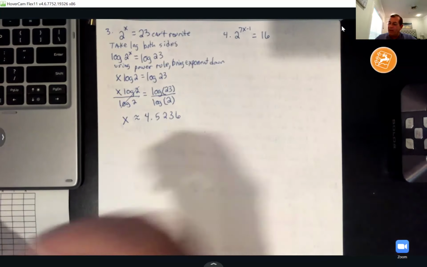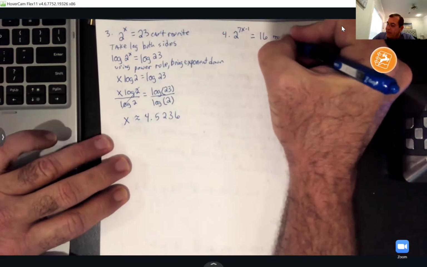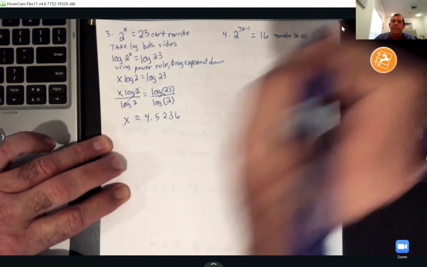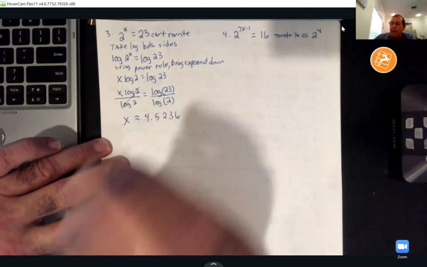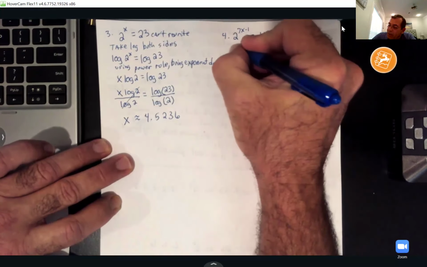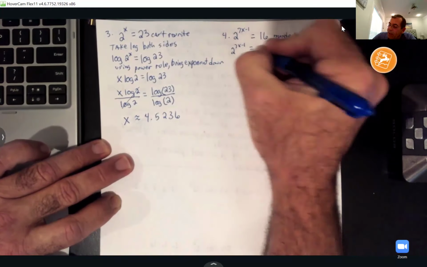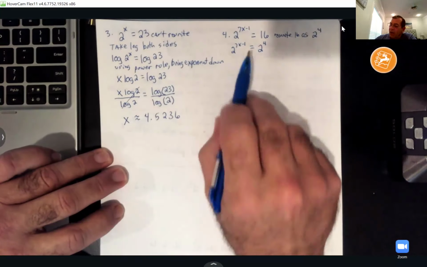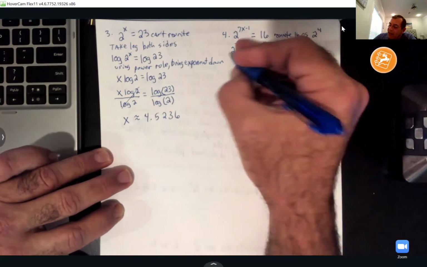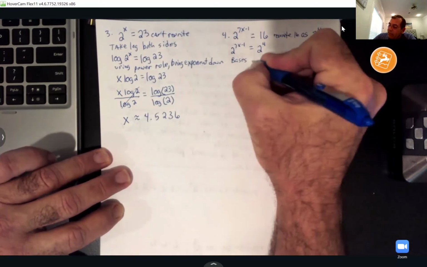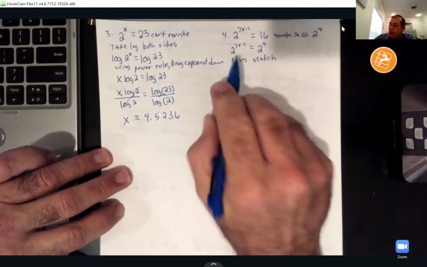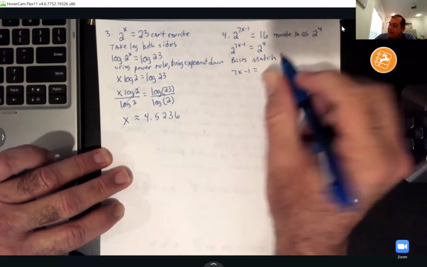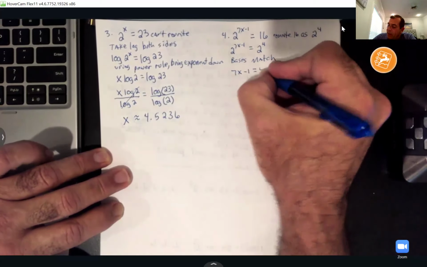So I can do it 4 times, right? 2 times 2. So we're going to rewrite 16 as 2 to the 4th. Good job. All right, so it brings down my 2 to the 7x minus 1 equals 2 to the 4th. Now, y'all notice we did get the bases to match. So our 7x minus 1 on this exponent has to equal that exponent of a 4.